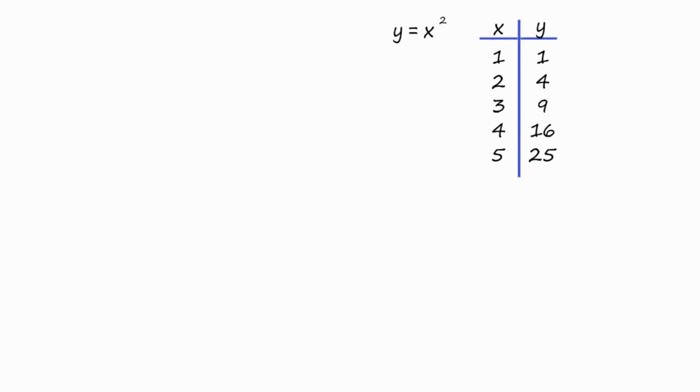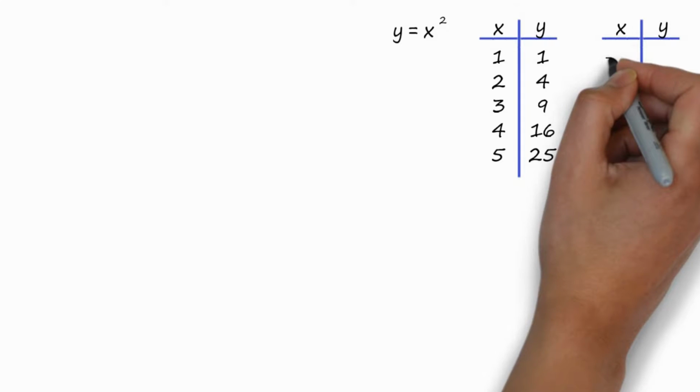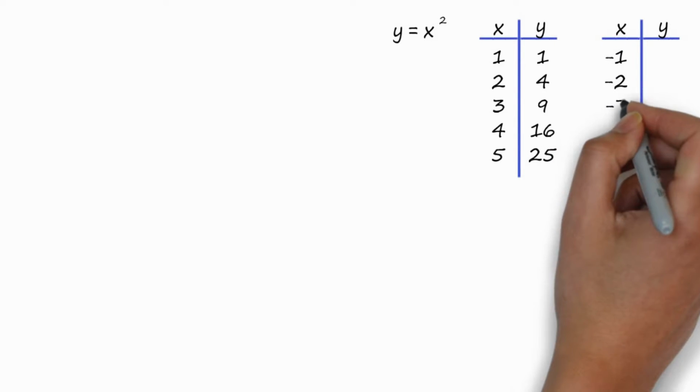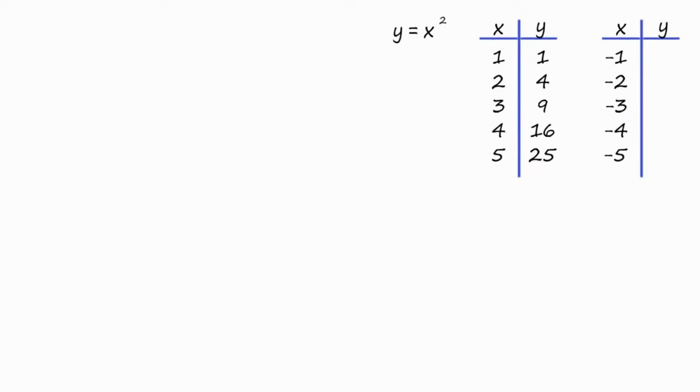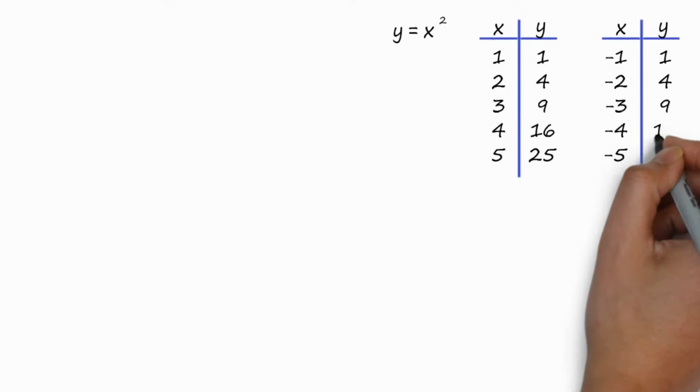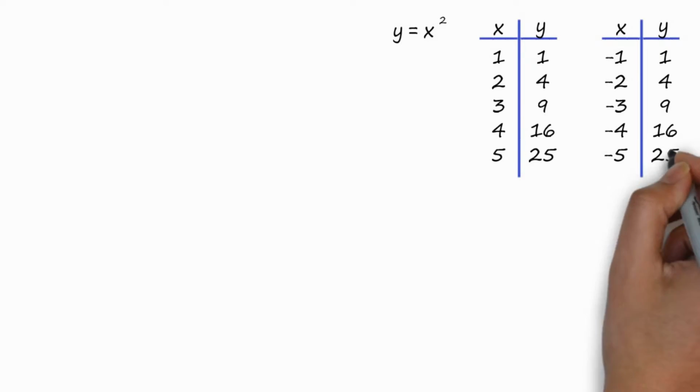Now we're going to pick some small negative values for x and do the same thing. So we'll take x from -1 to -5, and y equals x squared. So when x is -1, -1 squared is positive 1. And when x is -2, -2 times -2 is positive 4. When x is -3, -3 squared is positive 9. When x is -4, -4 squared is positive 16. And when x is -5, y is -5 squared, or positive 25.